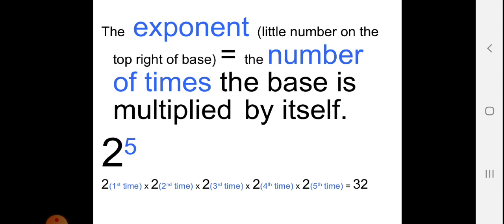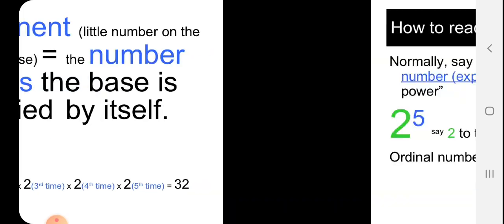Now, the exponent. The little number on the top right side of the base is the number of times the base is multiplied by itself. So, here in this figure, the number in blue is the exponent. So, 2 is going to be multiplied with itself 5 times, and the answer is 32. So, it is much clearer now that 2 here is the base and 5 here is the exponent.